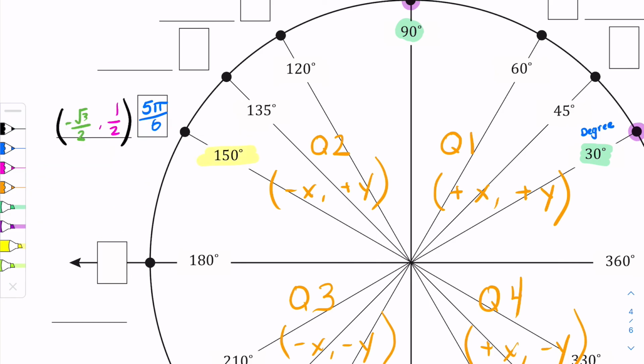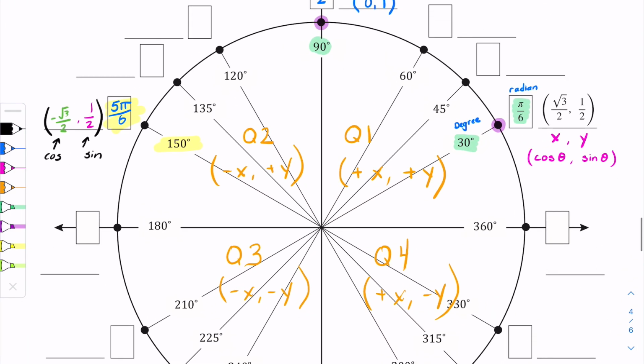We know that 150 in degrees is equivalent to 5 pi over 6 in radians. And we also know that our cosine value is negative square root of 3 over 2. And our sine value is 1/2. All right, cosine is x, sine is y.